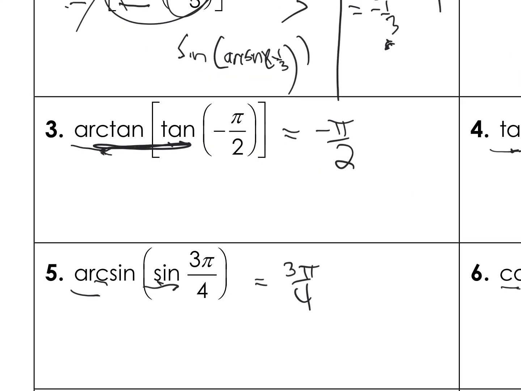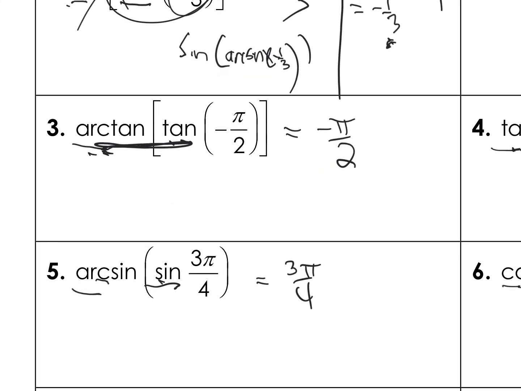Let's try this one. When I do arctangent of negative pi over 2, pay attention to this problem first. Tangent of a negative pi over 2. Oh. Uh-oh. Can you take the tangent of a negative pi over 2?